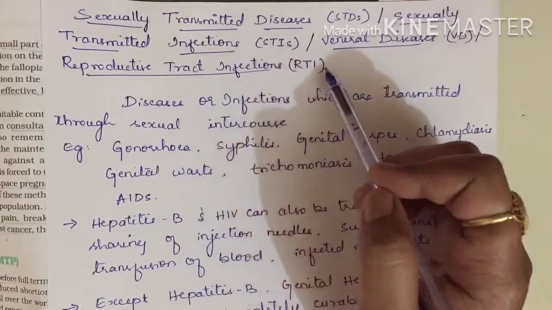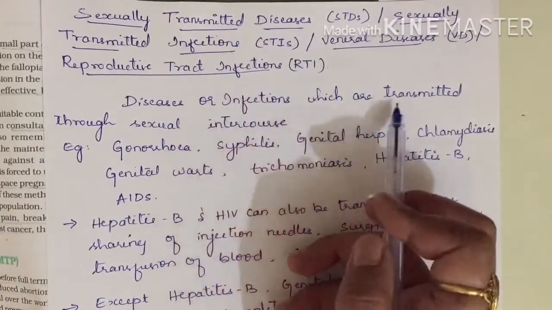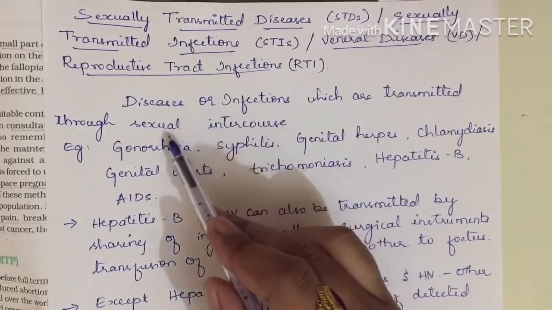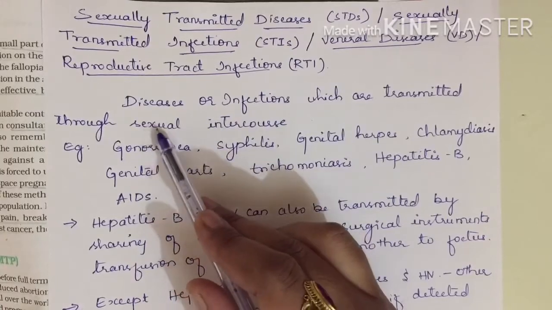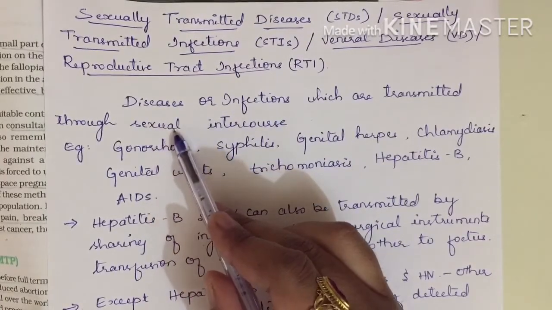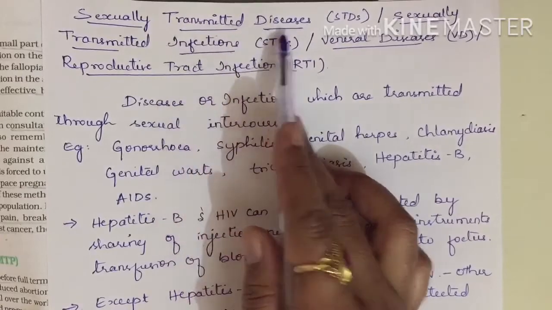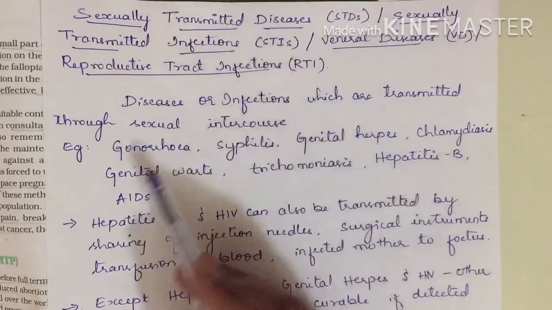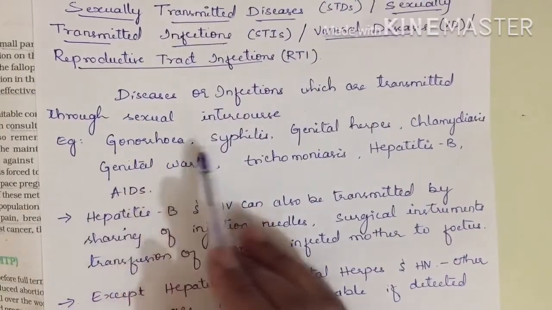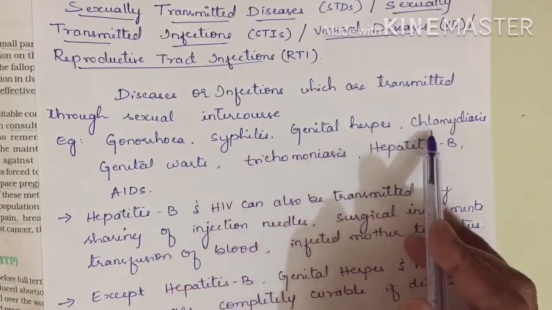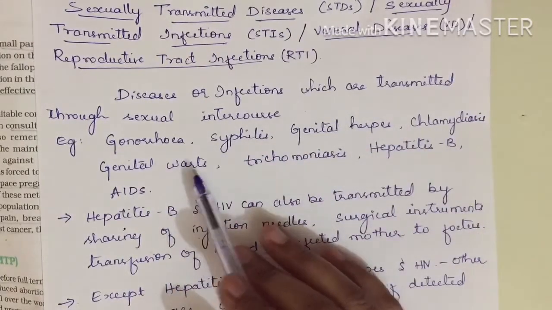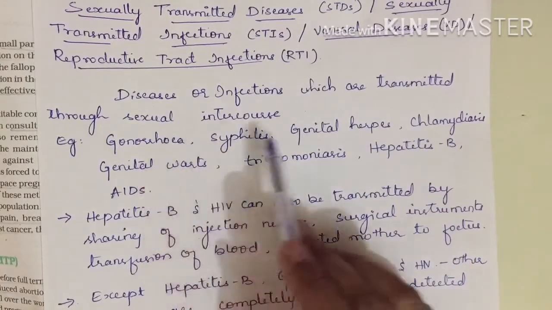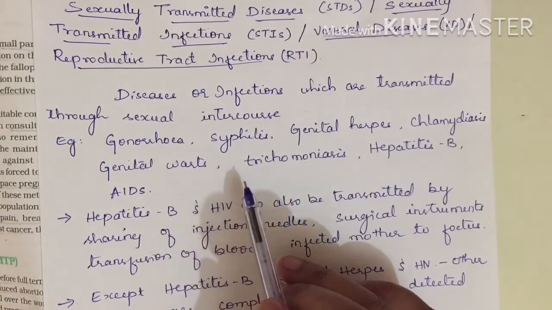What are these STDs or STIs? Diseases or infections which are transmitted through sexual intercourse, through sexual contact. For those we call it sexually transmitted diseases or sexually transmitted infections. Example, which are those diseases? Gonorrhea, syphilis, genital herpes, chlamydiasis, genital warts, trichomoniasis, hepatitis B, AIDS. These many examples I am giving. It is there in your textbook too.